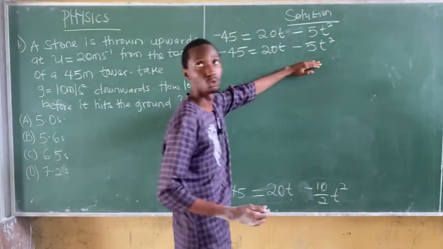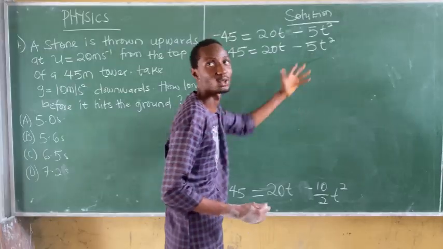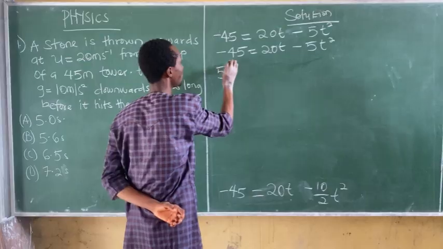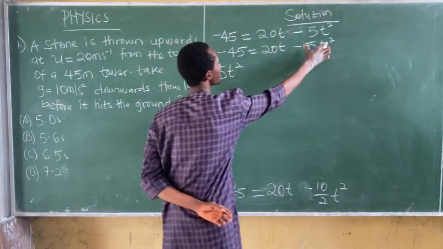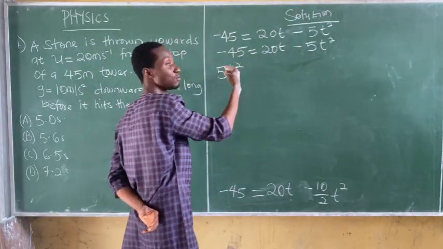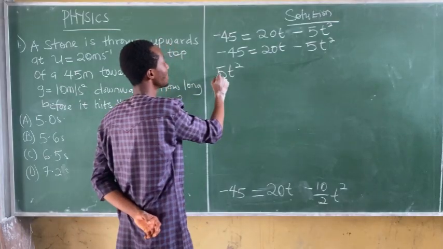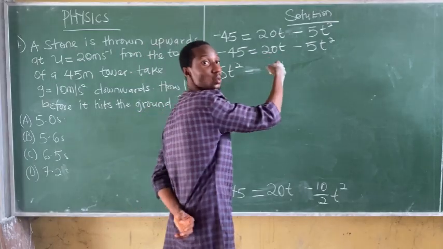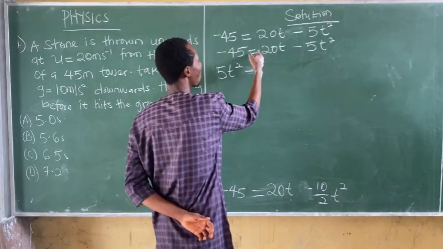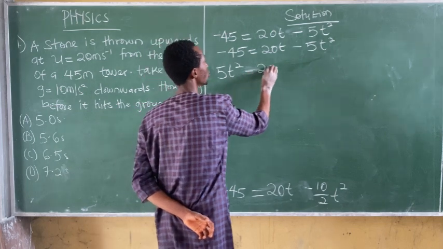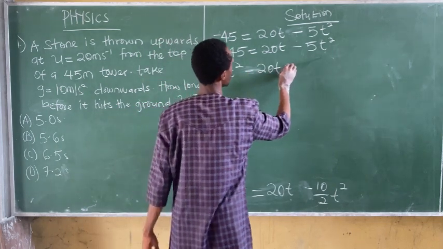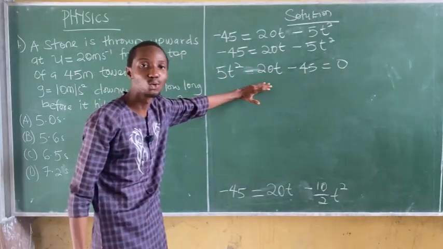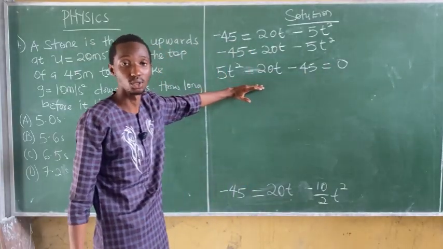Here, if you transform this to a quadratic equation, you move all these to this side of the equation, we have 5t squared. When negative 5t squared crosses the equality sign, it changes from negative to positive. So we have positive 5t squared. When 20t crosses the equality sign, it changes from what? Positive to negative. So you have minus 20t minus 45 is equal to 0. Looking at this, it is a typical quadratic equation where the highest power of the unknown is what? 2.